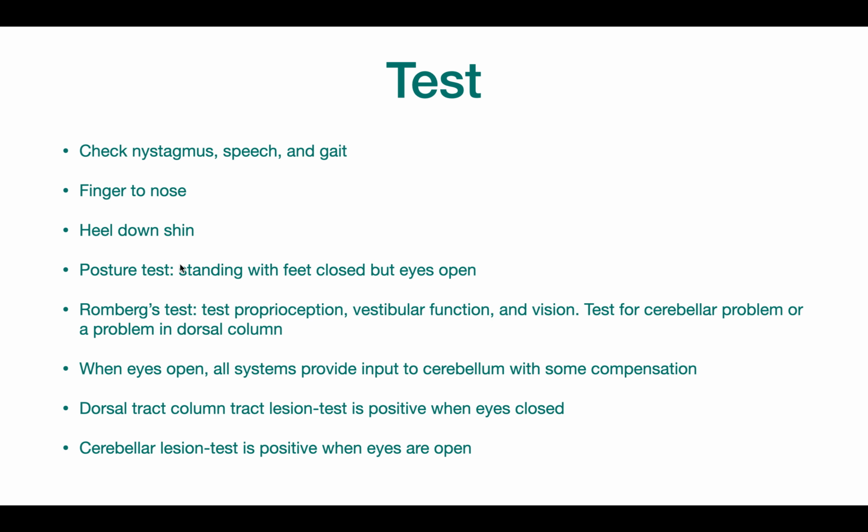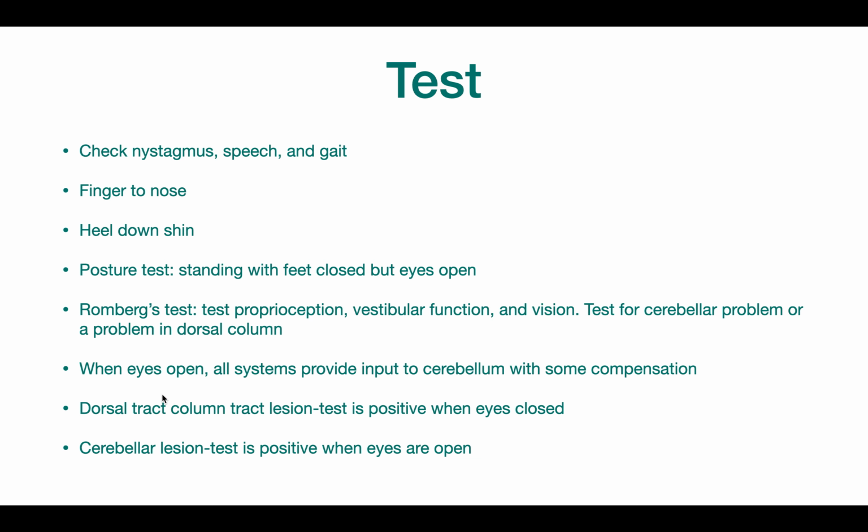And the heel down the shin tests like the posture test, really, but clearly lying down in bed. The posture test for a normal, healthy person is standing with your feet closed but your eyes open. If you wobble, there's going to be problems with the vestibular apparatus, right? Romberg's test is going to test the proprioception, vestibular function, and vision altogether. The purpose of this test is to test for whether the lesion is a cerebellar problem or a problem in the dorsal column. So the patient stands there with their feet shoulder width apart, and you ask them to close their eyes, and you gently push at them.